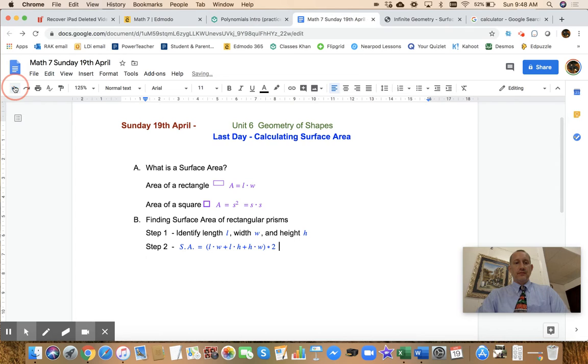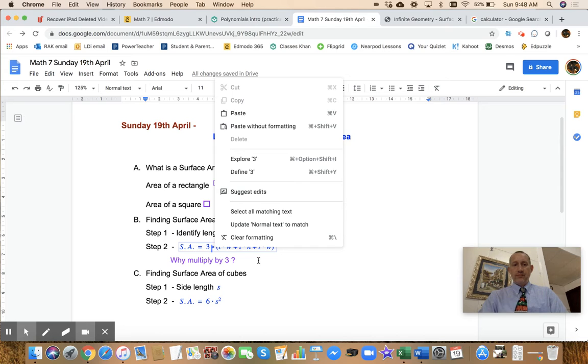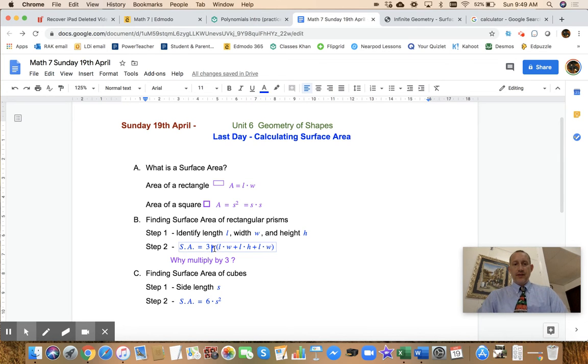Okay, we'll do an example here in a minute. So let's look at finding the surface area of a cube. Here, let me just do this really quickly. Okay, let me delete this. Thanks for your patience. Okay, so that would be times 2. All right, and we're multiplying by 2.